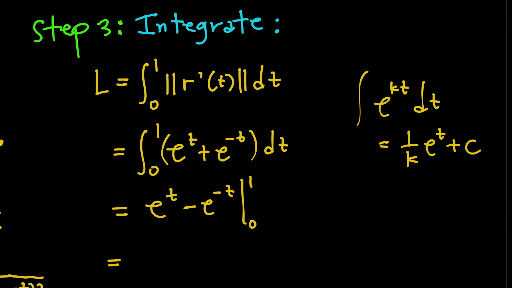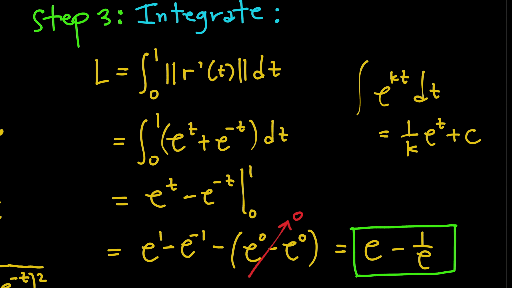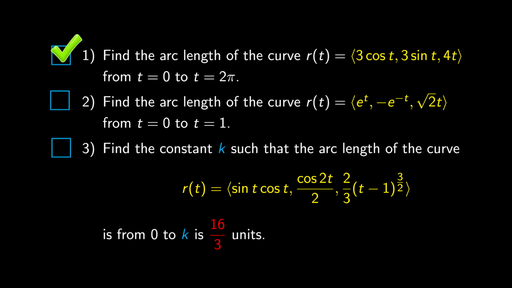So here, what we have is e raised to 1 minus e raised to negative 1 minus e raised to 0 minus e raised to 0. And this one cancels out to 0. So this gives us the value which is equal to this one. And this is how you obtain the length of arc of this curve. So we have seen that the steps still work on this problem, with a minor trick on the simplifying of the magnitude.